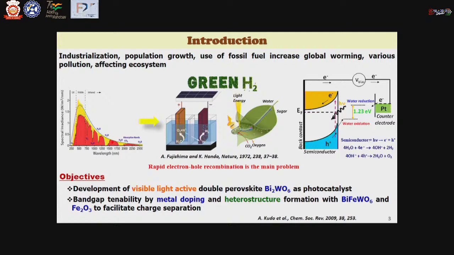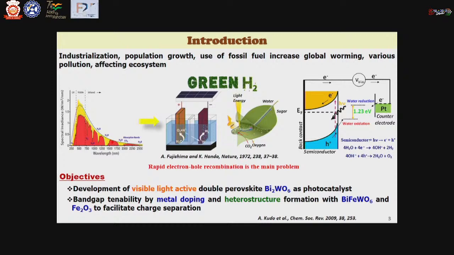Population growth and industrialization, and the use of fossil fuels, increase global warming and various pollutions that are affecting our ecosystem. That's why we are mainly focused on the development of renewable energy sources. For that, we are mainly focused on solar energy because it is abundant and has high energy density. In 2021, on 15th August, our Prime Minister announced the green hydrogen mission, to make India a hub for green hydrogen generation by 2050.